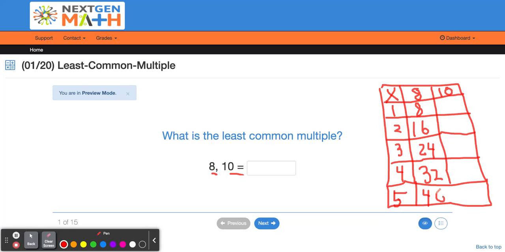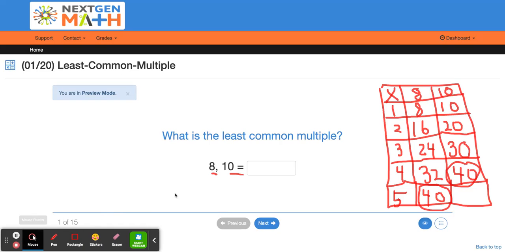Now I'm going to do the same thing with my 10. 10 times 1 will give us 10. 10 times 2 gives us 20. 10 times 3 gives us 30. 10 times 4 gives us 40. And I could see that we have a least common multiple between the number 10 and 8, which is the number 40. So as my answer for the first question, you should go ahead and put 40. Move on to the next one.